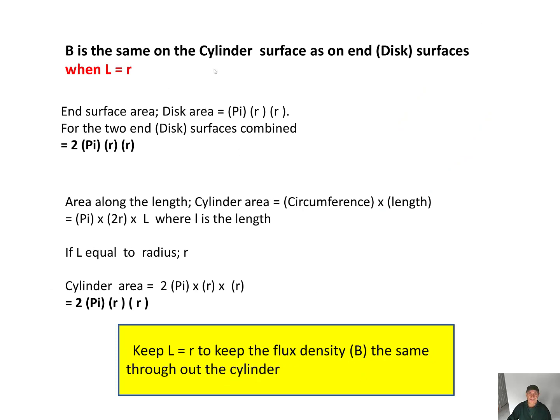B is the same on the cylinder surface or on end disk surface when L equals R. End surface disk area is pi R R. For two end surfaces combined it is 2 pi R R R. Area along the length of the cylinder is circumference times length, which is pi times 2R times L, where L is the length. If L equals R, then the cylinder area equals 2 pi R R, which proves that when L equals R, the cylinder surface equals the area of the two circles. Keep L equals R to keep the flux density the same throughout the cylinder.